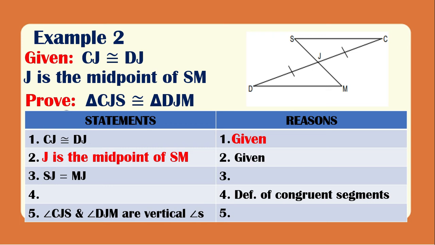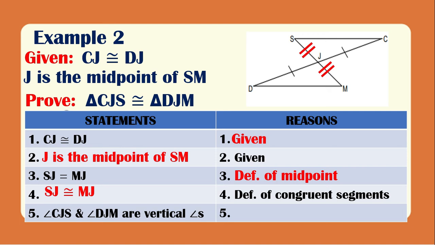So what term did we apply to get SJ is equals to MJ? And that is definition of midpoint. Midpoint means it is at the center of the segment. So J is at the center, meaning SJ is equals to MJ. For the fourth reason, we have definition of congruent segments. If SJ is equal to MJ, we can also say that SJ is congruent to MJ.